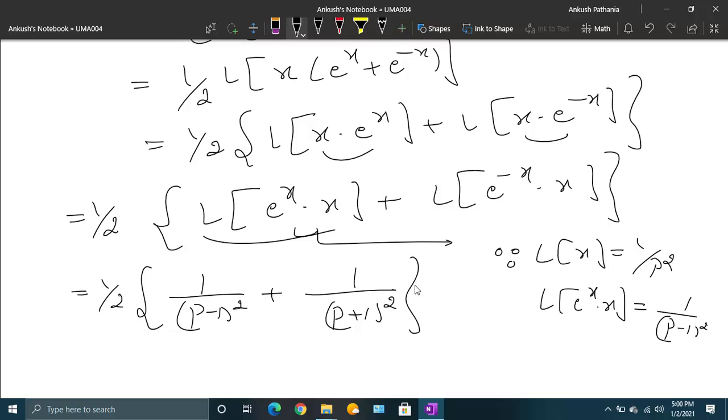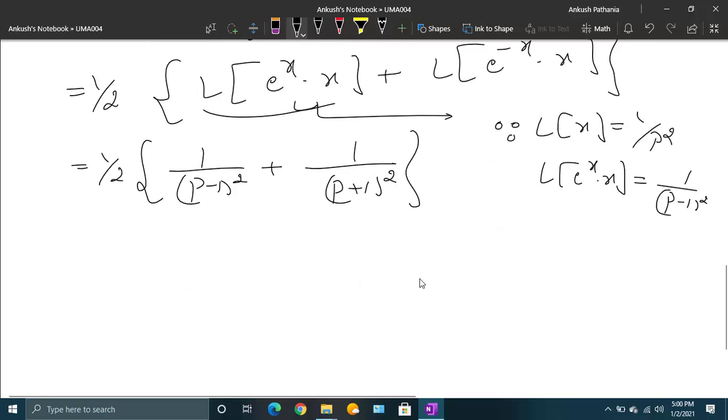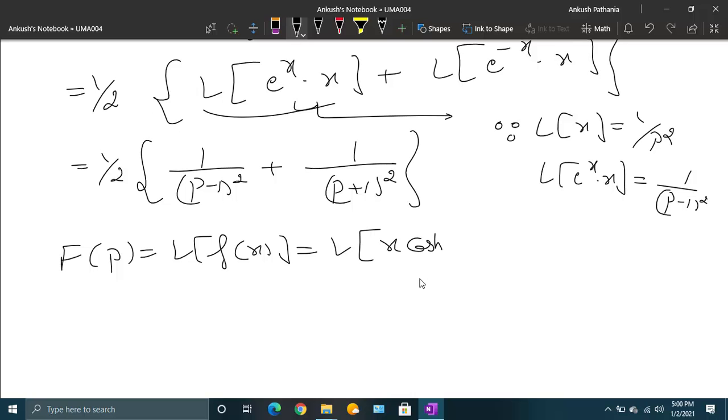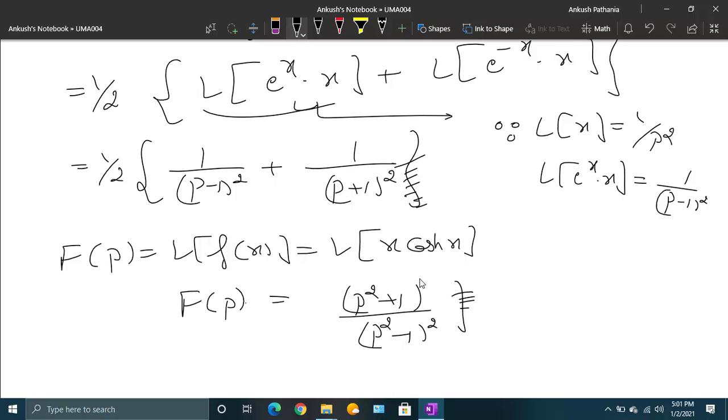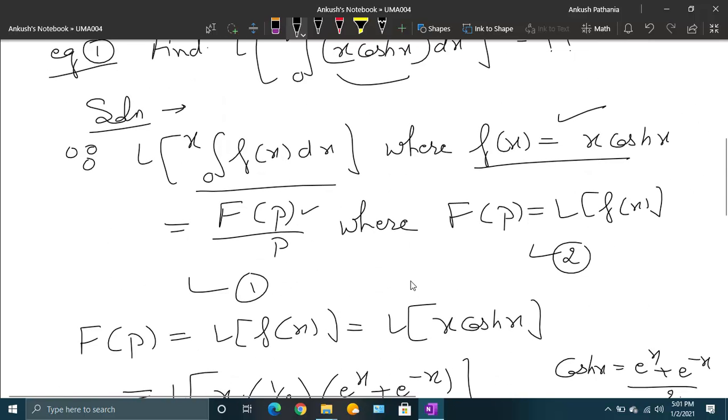And if I solve it further, then this F(p), or Laplace of f(x), that is Laplace of x cos hyperbolic x, comes out to be (p square plus 1 upon p square minus 1) whole square. I solve this, combine these terms, and finally I got this term, (p square plus 1 upon p square minus 1) whole square. So this is F(p) that I was looking for.